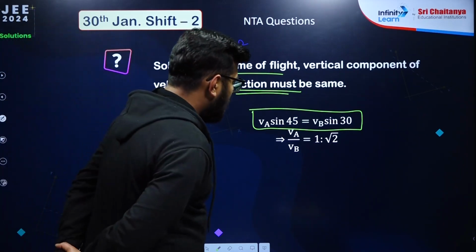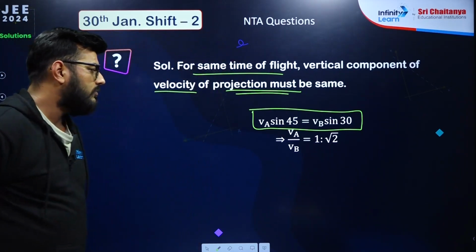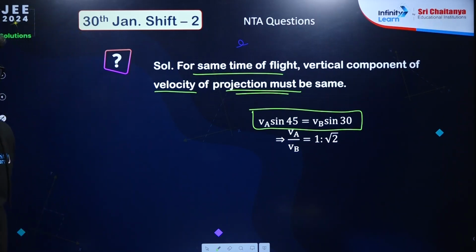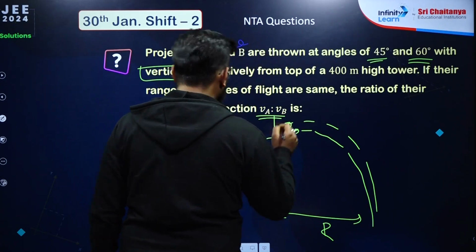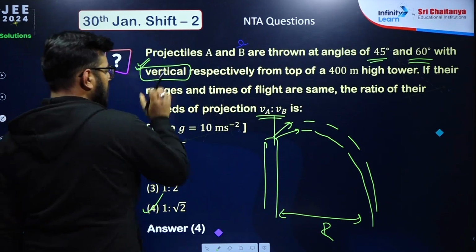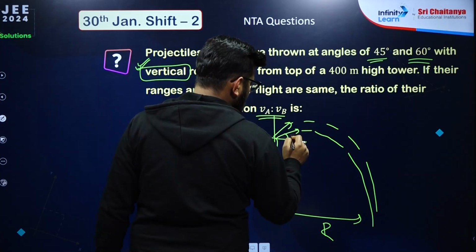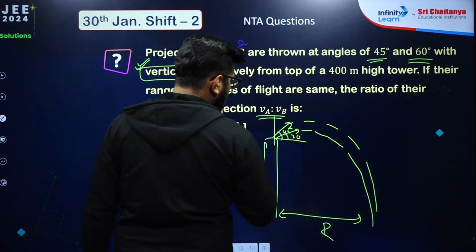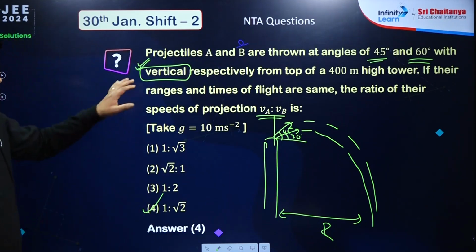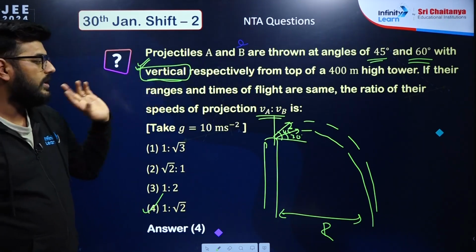Absolutely correct. So different velocities, VA sin 45 should be equal to VB sin 30, right? And one more thing, what students have made the mistake over here, in a hurry, they have calculated this as 60 and 45 degree. Rather, this is going to be 30 degree and this is going to be 45 degree over here. Okay. So they have given the angle of 45, 60 with vertical, right?